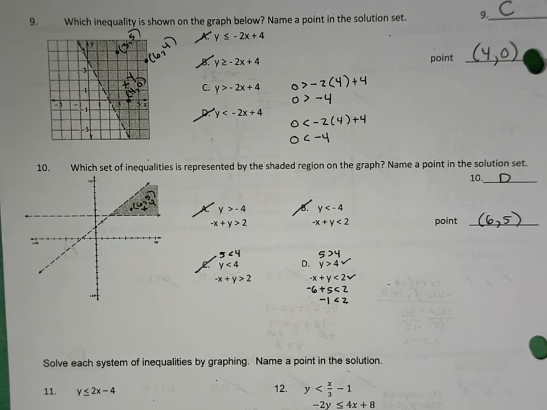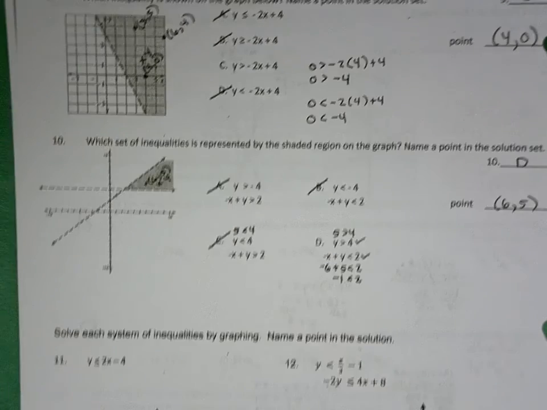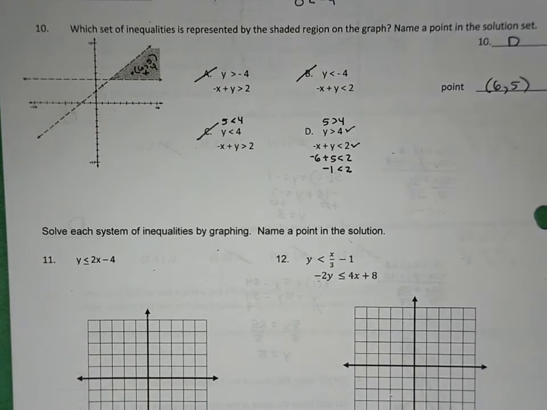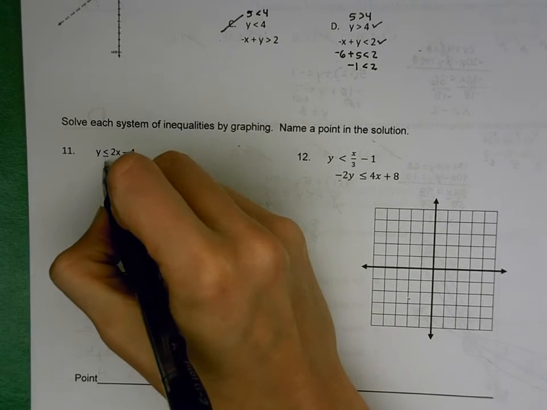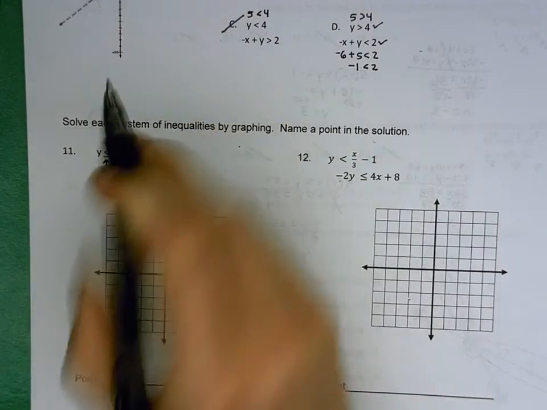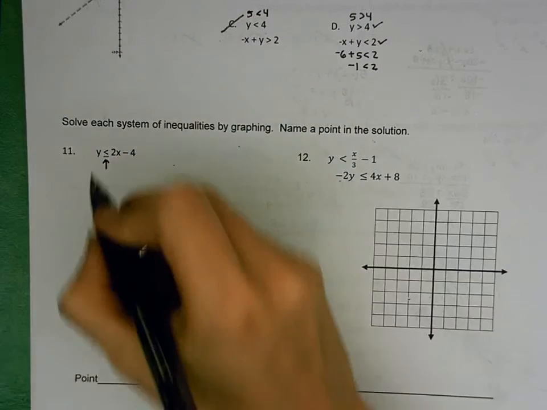Okay, here we go. Next up, we've got numbers 11 and 12. In 11 and 12, you're actually asked to do the graph yourself, as opposed to 9 and 10 where we were just asked to identify the graph that corresponds to the given inequalities. Okay, so number 11, y is less than or equal to 2x minus 4. First things first, looking at this symbol, because I've got an equals right there, I know this is going to be a solid line.